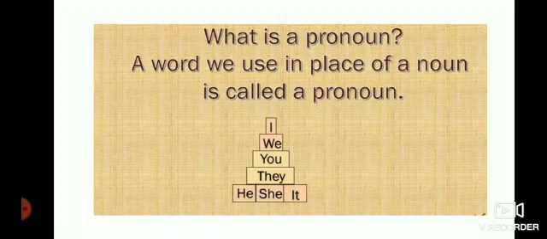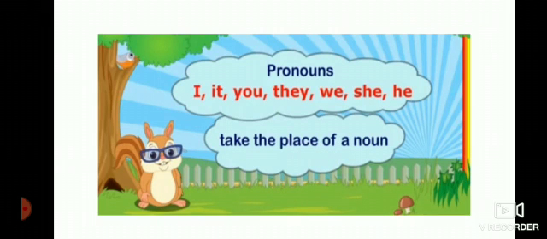What are the pronouns? I, we, you, they, he, she, it. Pronouns take the place of a noun. Okay. I, we, you, he, she, it, and they.